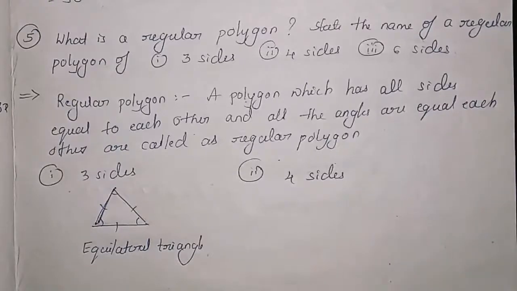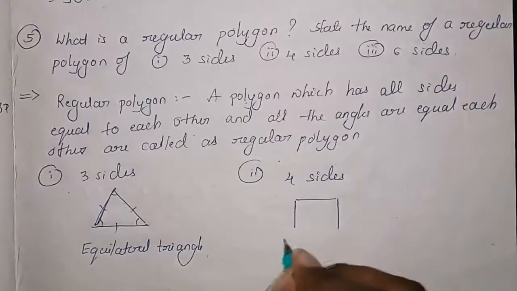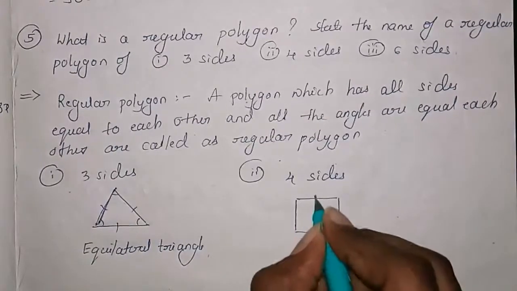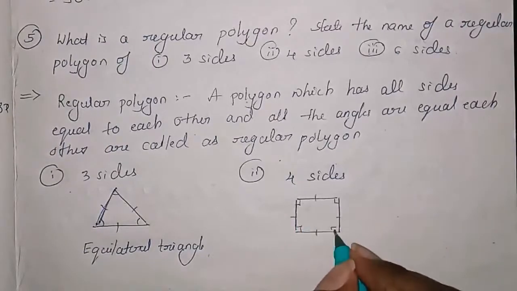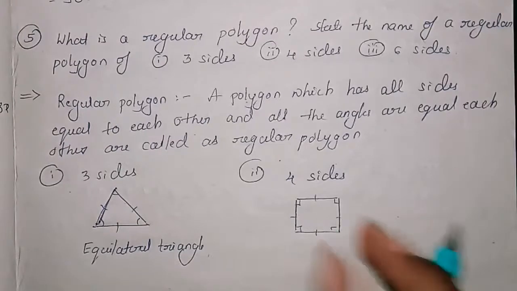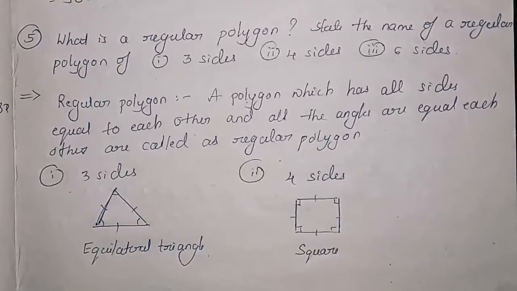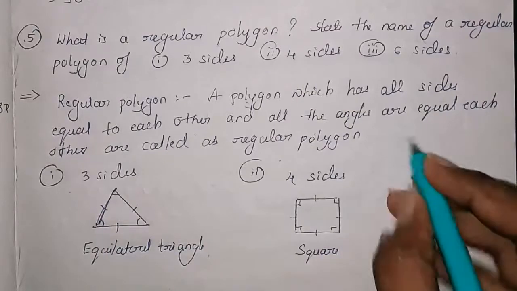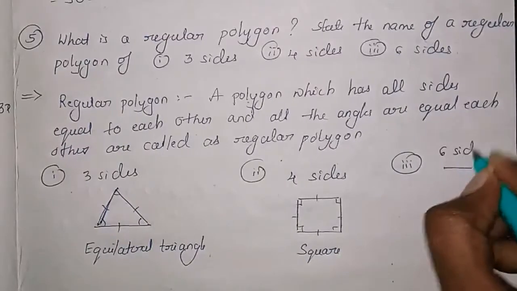Second one, what they have given, that is 4 sides. 4 sides which have equal sides and equal angles, that is called a square. In a square all the sides are equal to each other and all the angles are 90 degrees. Hence the name of that quadrilateral is square. Don't write rectangle, because in a rectangle 2 sides are equal and another 2 sides are equal to each other. But all 4 sides are equal in a square.